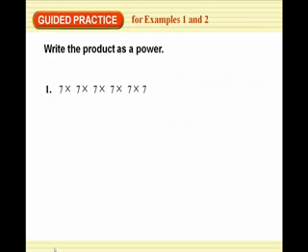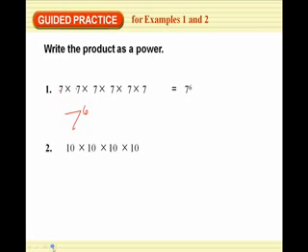Write the product as a power. So the power, remember, has a base and an exponent. The base is the number that's repeated. So 7 happens how many times? 1, 2, 3, 4, 5, 6. So it's 7 to the 6th power. That's all we have to do. We don't have to multiply that out. It didn't ask us to evaluate it.